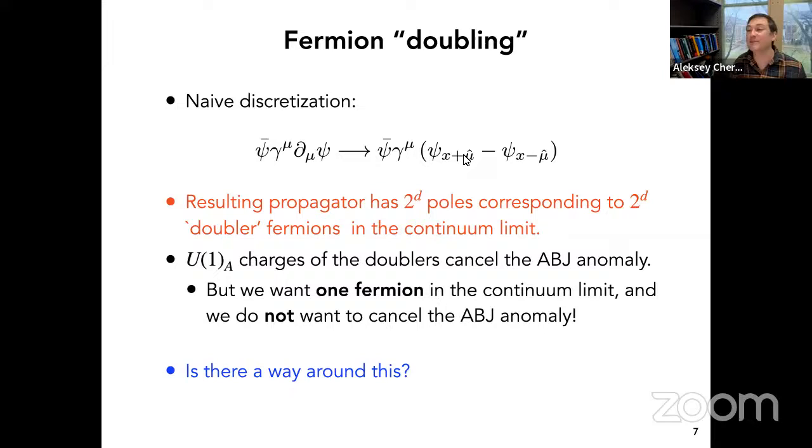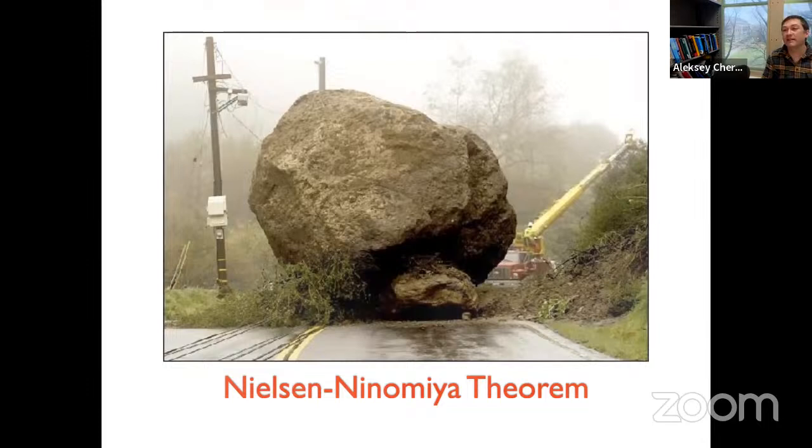So, of course, lattice QCD has been successful. So people have found ways around this. So let me remind you of those ways. But before that, I need to remind you of an obstruction that any way around this has to deal with. And that is the Nielsen-Ninomiya theorem.